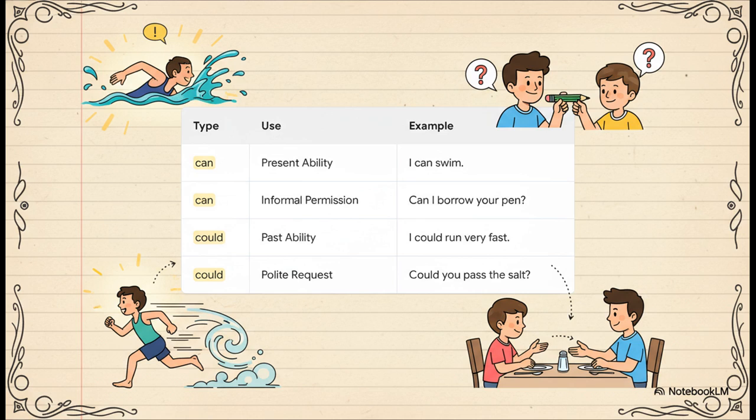Now, could is usually for ability in the past. Kemampuan di masa lalu. Like when I was younger, I could run very fast. But could has another important job. It's a more polite way to make a request. So saying, could you please help me, sounds much nicer than just, can you help me? It's much more polite. Terdengar jauh lebih sopan.